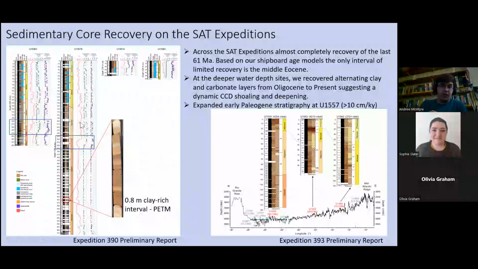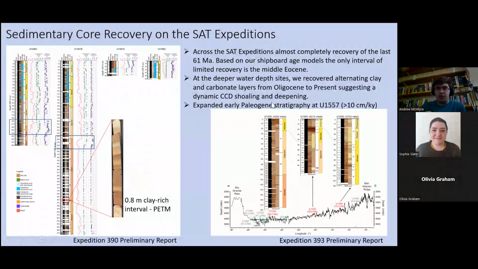So what did we end up recovering? Well, we drilled 7 sites, and I will point you to both the 390 and 393 preliminary reports for detailed information about what we recovered. This is the 390 sites we drilled, and this is the 393 sites we drilled. And effectively, we almost completely recovered from 61 million years to modern. The only interval of time where we got maybe a lack of or limited recovery was the Middle Eocene, which is a big shame for me because that's the interval that I'm particularly interested in. But we'll do our best with what we've got.